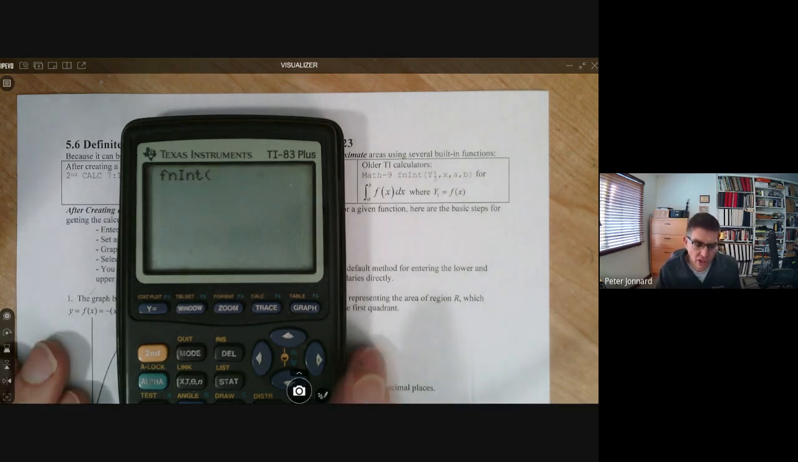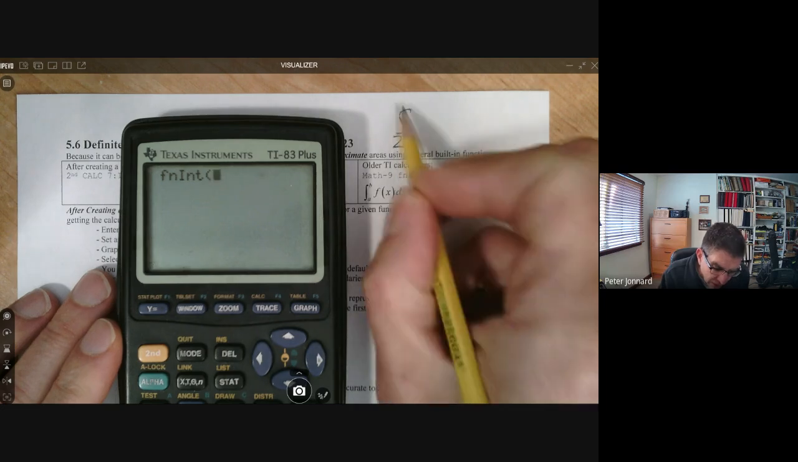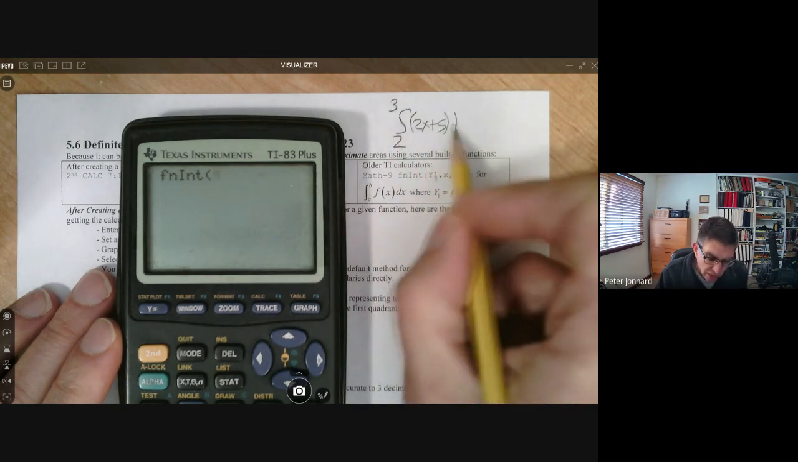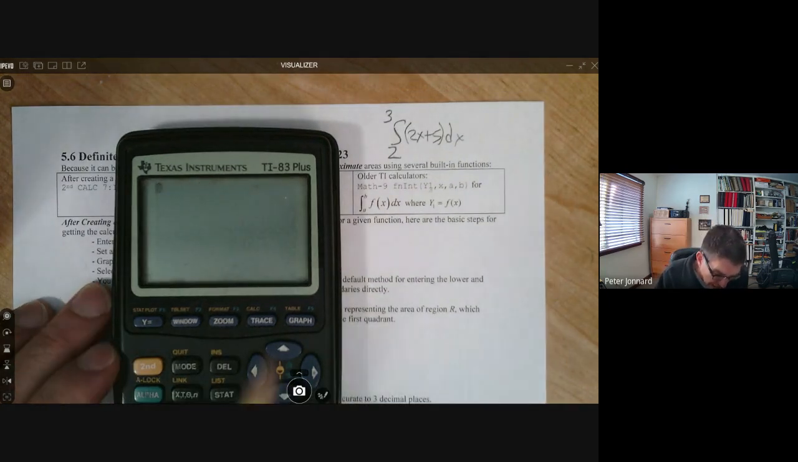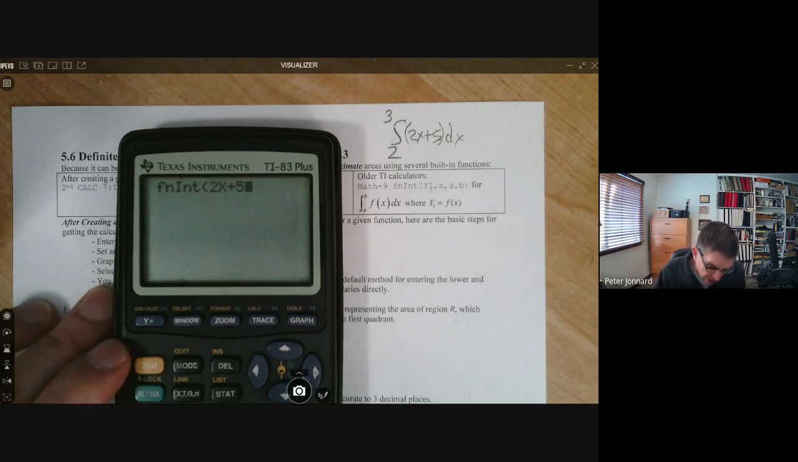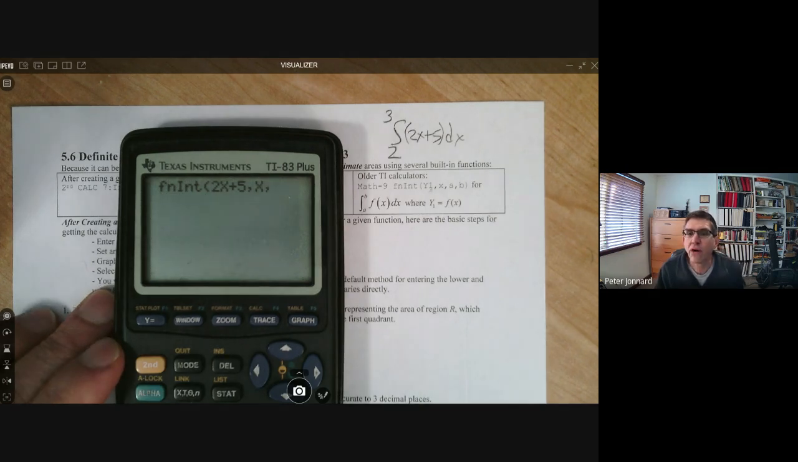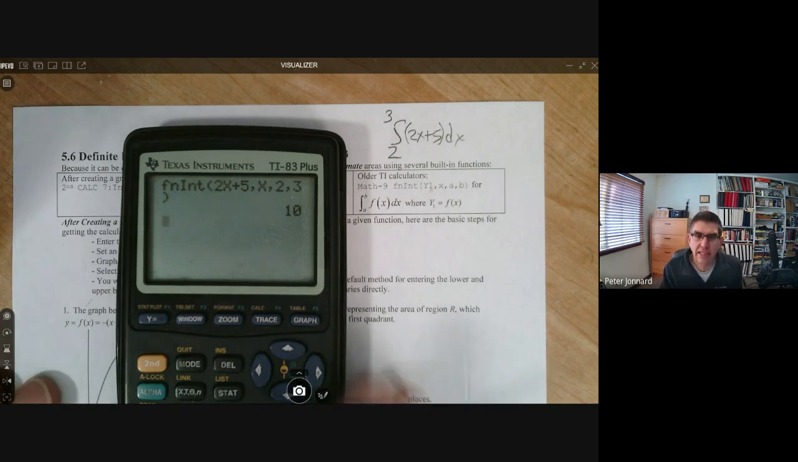For the sake of this video, suppose you wanted to integrate from 2 to 3 of 2x plus 5 dx on the older calculator. So you would clear, then do math 9, and you would integrate. You would tell it 2x plus 5 with respect to x, and I want to integrate it from 2 to 3. And then it would tell me that is indeed 10.